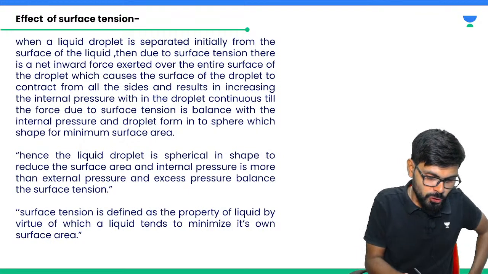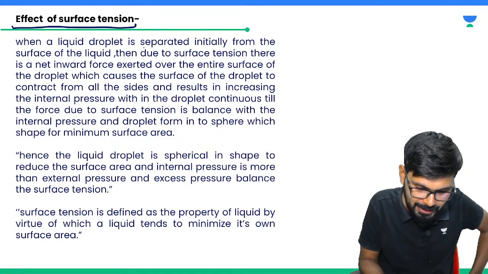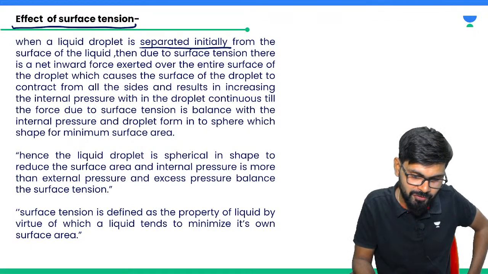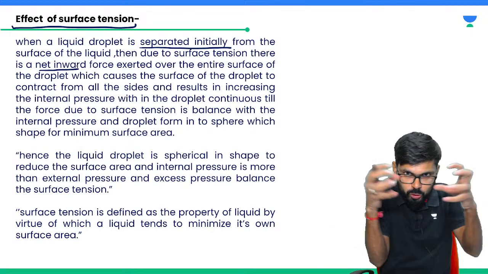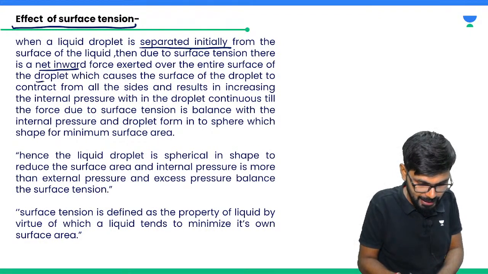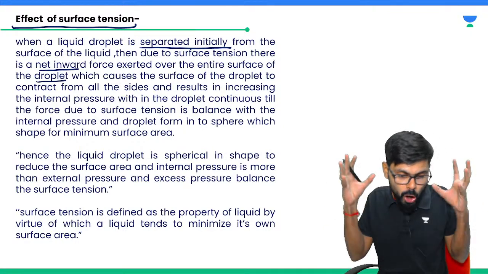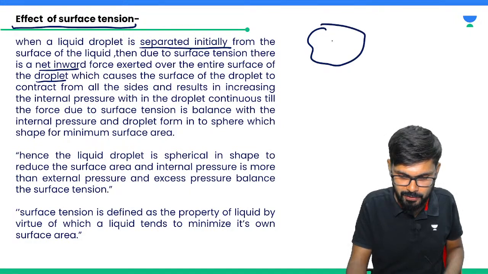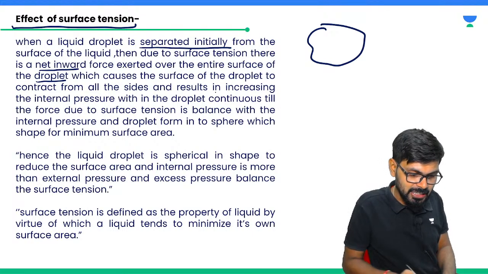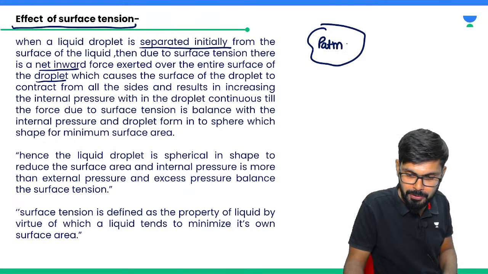Now please listen here. So, the effect of surface tension. Now I am going to talk about the effect of surface tension. When a liquid droplet is separated initially from the surface of the liquid, then due to surface tension there is a net inward force exerted over the entire surface of the droplet, which causes the surface of the droplet to contract from all the sides. Same as I told you. It will start contracting from all the sides and results in increasing the internal pressure. So the pressure here increases from PATM. So it will be PATM plus delta P.